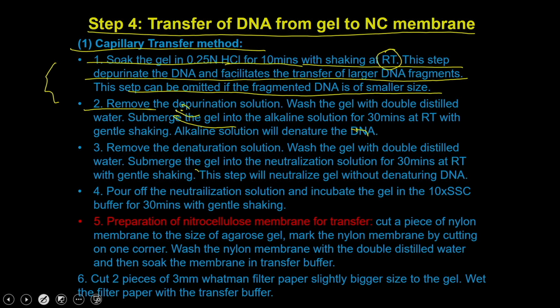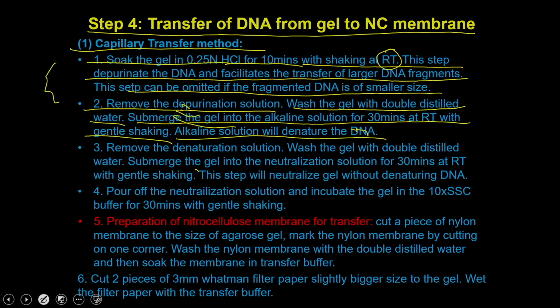Then you remove the depurination solution, wash the gel with double distilled water, and submerge the gel into the alkaline solution for 30 minutes at room temperature with gentle shaking. The alkaline solution is actually going to denature the DNA. Remember that we discussed the same thing when we were doing the northern blotting also, that the denaturation of your DNA or your messenger RNA is important, so that it should get completely transferred onto the nitrocellulose membrane.